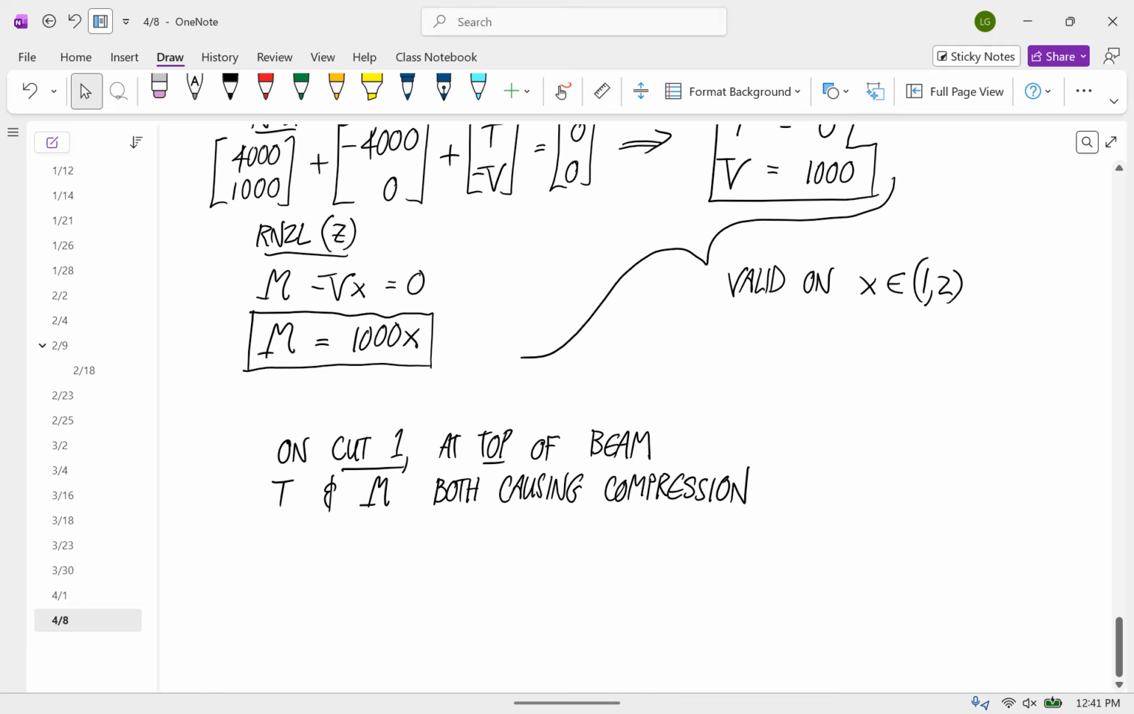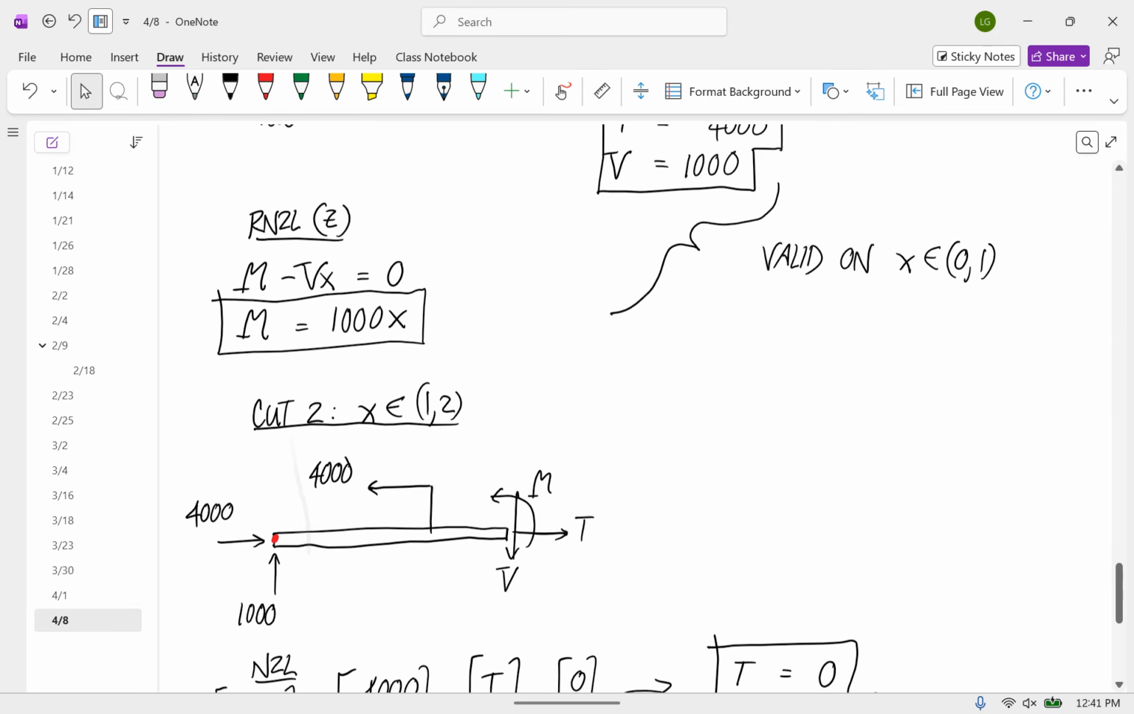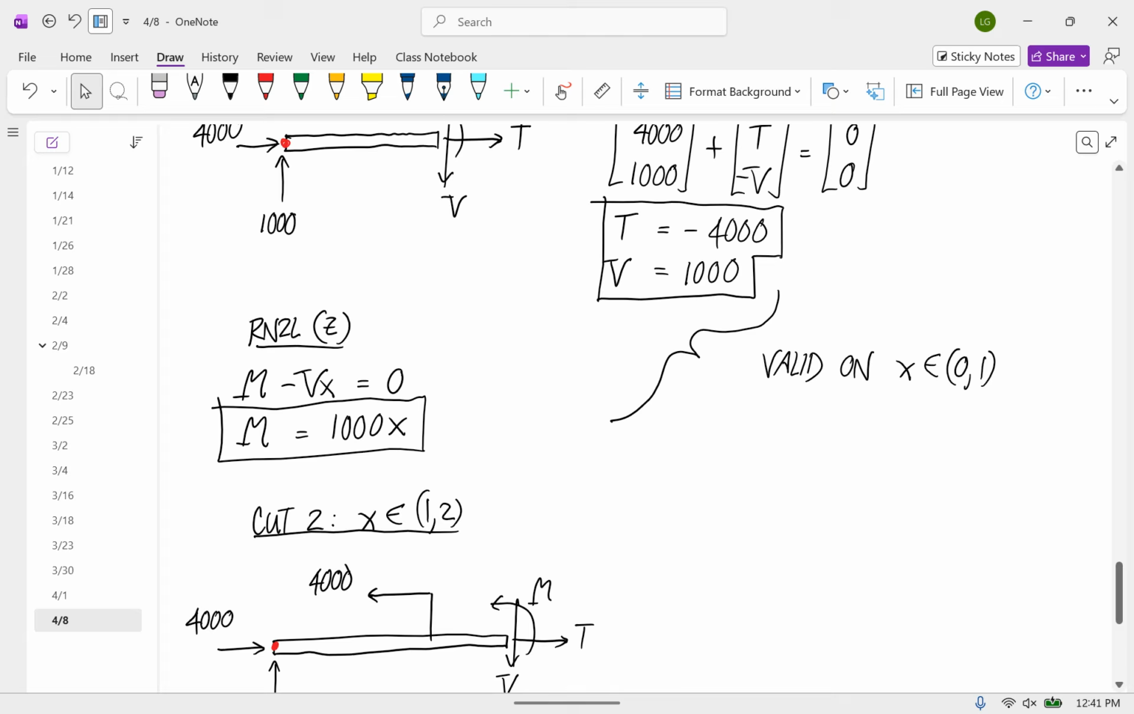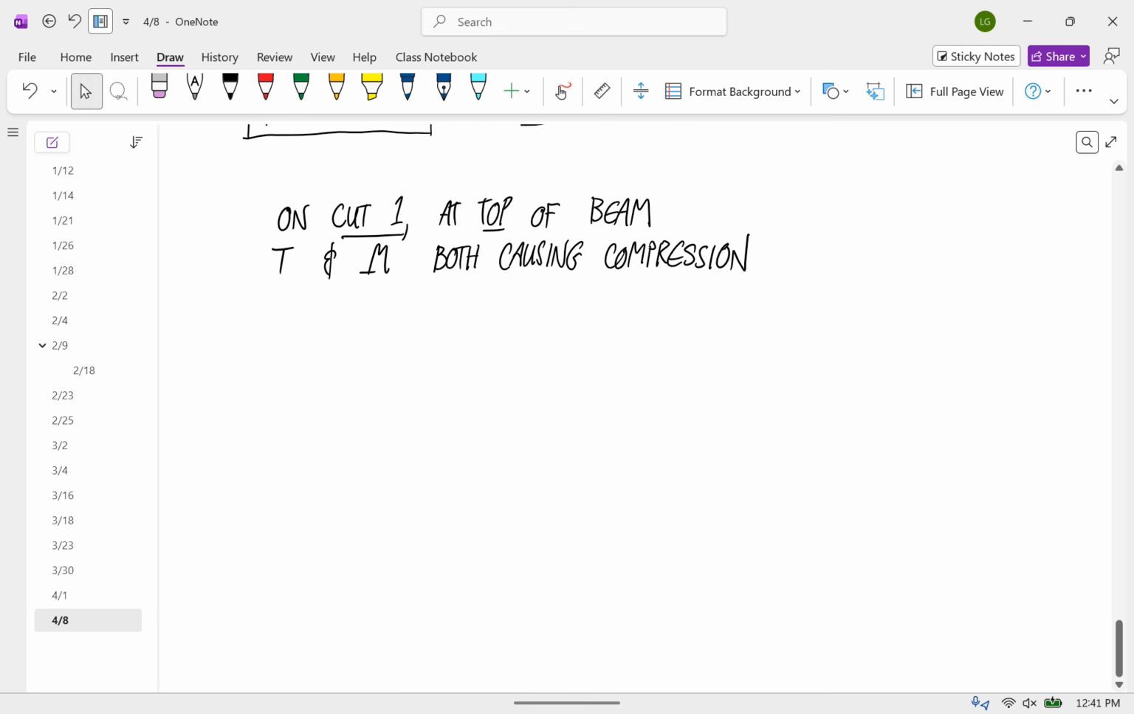And then we have to think about where on cut 1 we're most concerned about this. It doesn't make any difference to us what x value we're talking about with tension or shear force. Those are constant along the cut. But the bending moment is going to get bigger as x gets bigger. So we're most concerned at the top about this breaking. And we're also most concerned at x equals 1.